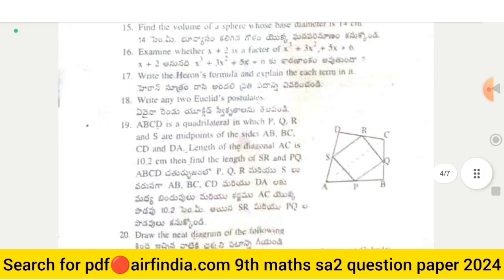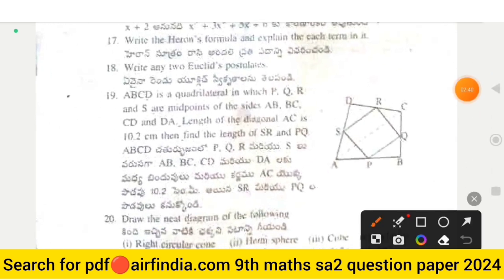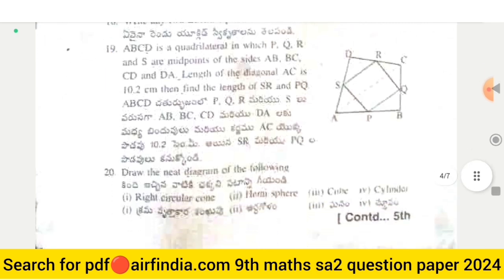Okay, and write any two Euclid's postulates. Okay, ABCD is a quadrilateral in which P, Q, R and S are midpoints of the sides AB, BC, CD and DA. Length of the diagonal AC is 10.2 centimeter. Then find the length of SR and PQ. Okay, so this is your full question 19, and this is 20.